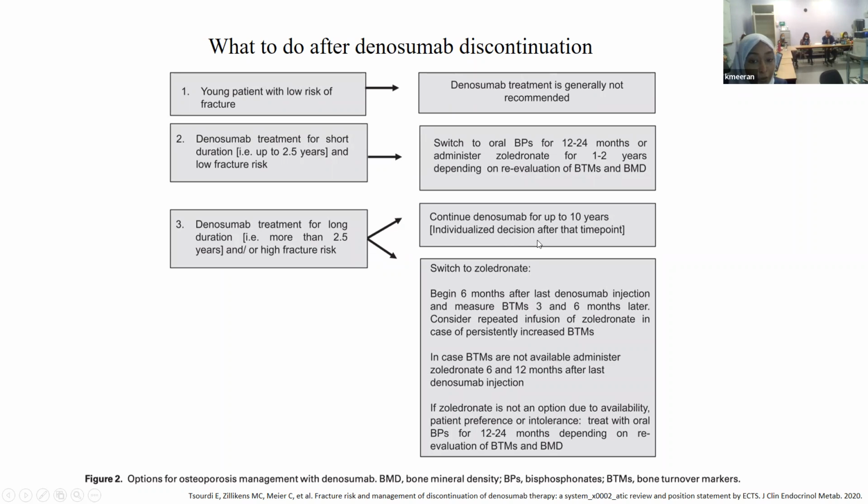And we have to bear in mind the statement on unplanned stoppage of denosumab. Another option is to switch the patient to zolendronate 6 months after the last denosumab injection. We have to measure the bone turnover markers 3 and 6 months later. Consider a repeated infusion of zolendronate in cases of persistently increased bone turnover markers. If this is not available, you can administer zolendronate 6 and 12 months after the last denosumab injection. And if zolendronate is not available, we can give the patient an oral bisphosphonate as well.